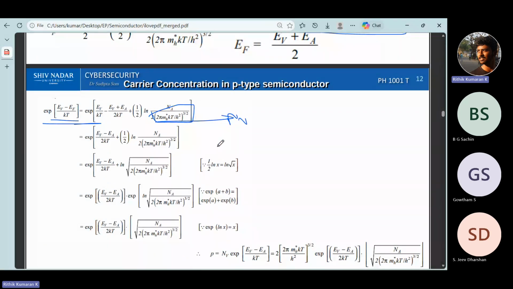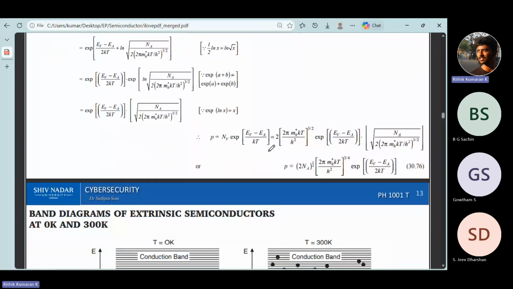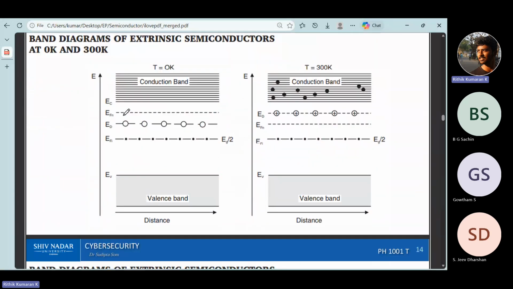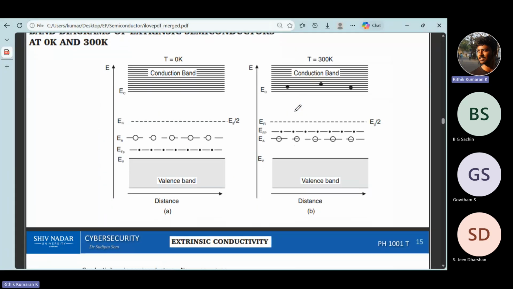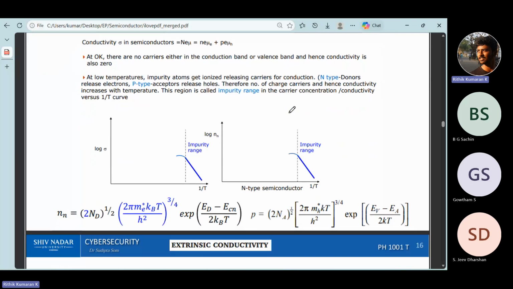NA by NB, pretty much simple. Just simplify, and you will end up with this beautiful term in which there is no Fermi level itself, so it is independent of the Fermi level. This is just a comparison of the graphs, how it behaves at 0 degrees and at 300 degrees. At 0 degrees there's no movement, obviously, no electrons in the conduction band, whereas at 300 degrees we get the acceptor ions. This is for N, and this is for P.